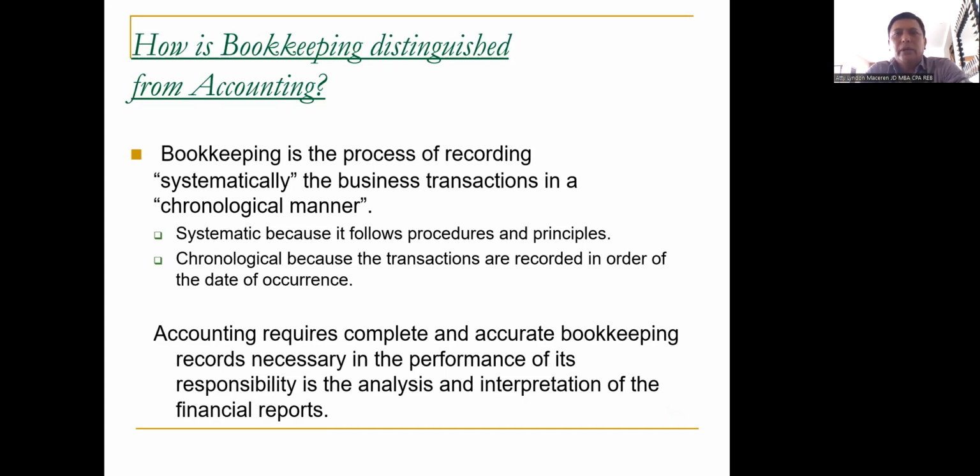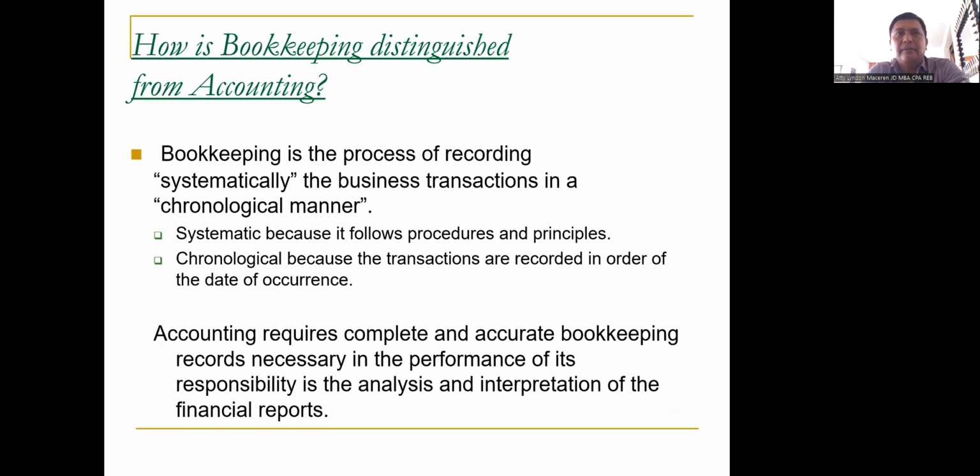While accounting requires complete and accurate bookkeeping records, what is necessary in the performance of its responsibility is the analysis and interpretation of the financial reports. You are not required to record, because this is done by the bookkeeping or the bookkeeper. So the accountant is only responsible for analyzing and interpreting the financial reports.